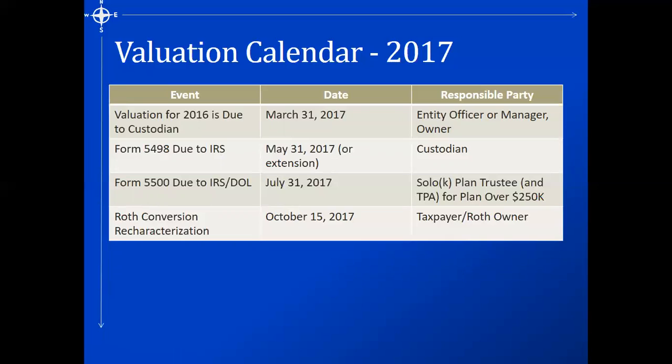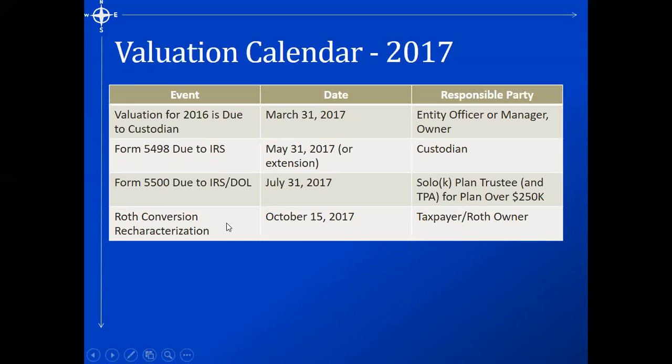It's Form 5498, if you have an IRA or a SEP IRA, anything but an employer plan. And that's going to report a bunch of information that we'll go over. Also on July 31st, for solo K plan trustees and other qualified plans, that's when the Form 5500 is due. That's kind of the same thing as the 5498 for a qualified plan. But that's only for plans that have assets in excess of $250,000.